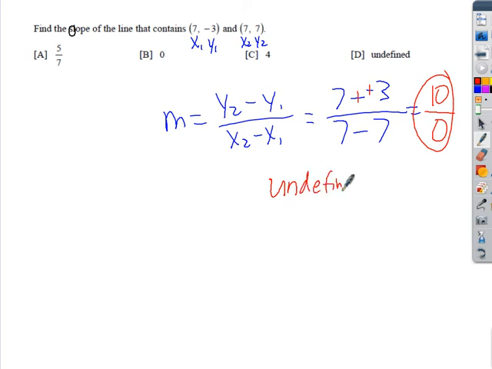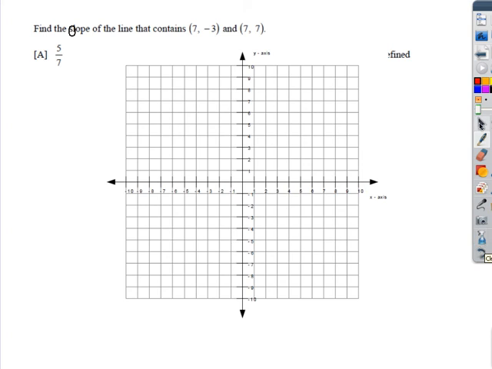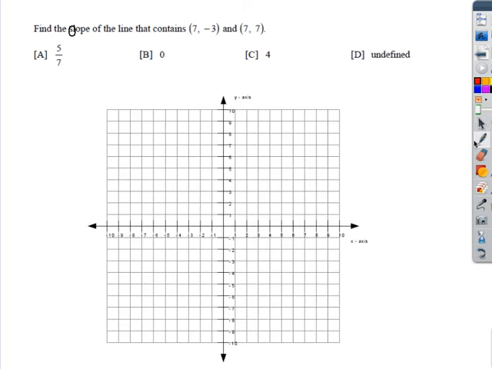And if I were to graph these points, 7, -3, and 7, 7, over here, this is basically a vertical line, and the slope of that is called undefined.